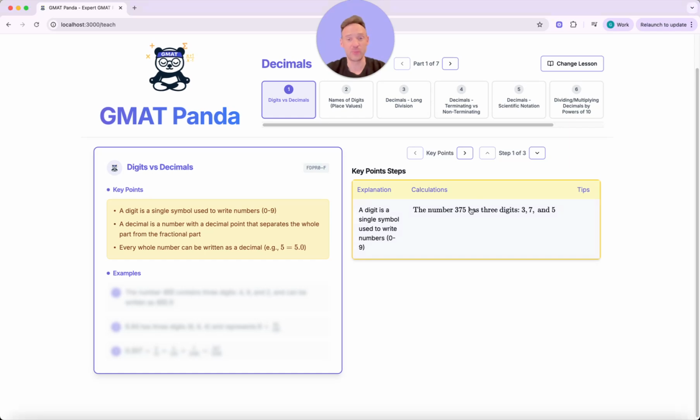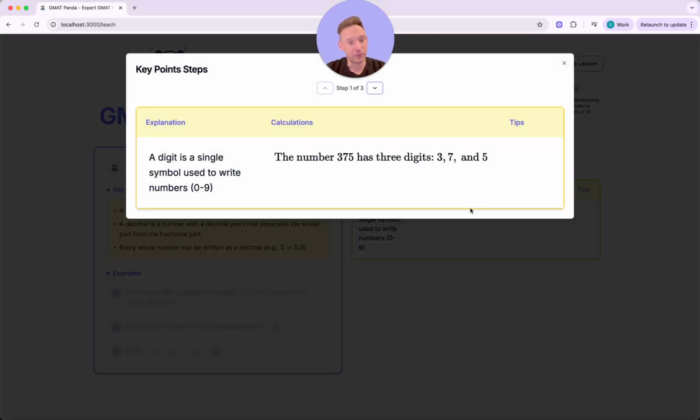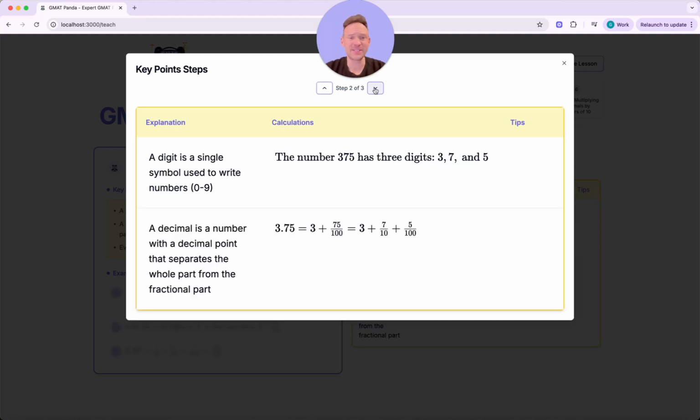And for example, the number 375 is made up of three digits, 3, 7, and 5. Okay? A decimal is something a bit different.